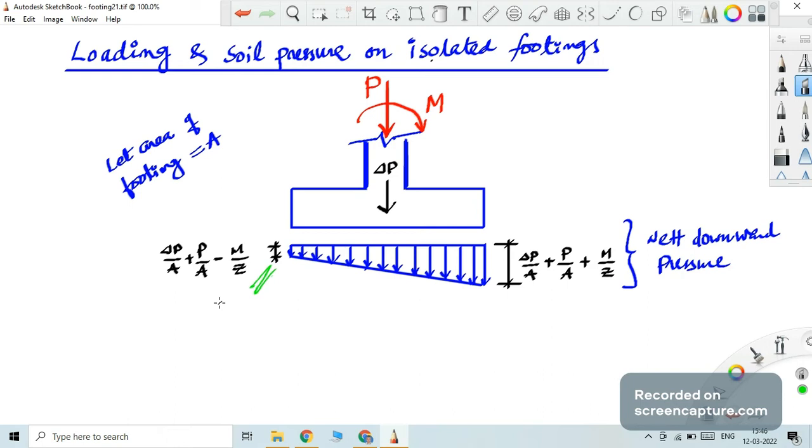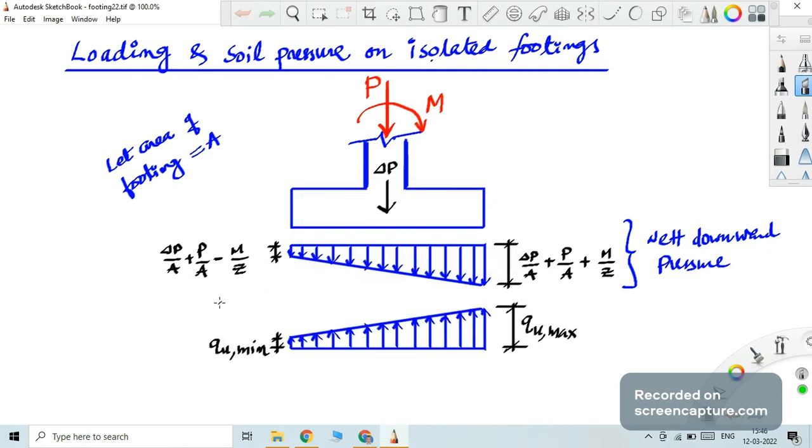So this is the trapezoidal pressure exerted by the footing onto the soil, and in reaction, the soil will be supporting or resisting this pressure. That resisted pressure we call QU, soil pressure, or bearing capacity also, which you have studied in your geotechnical engineering. So generally the term given is QU. A QU is mobilized inside the soil, so the soil will not get compressed. Instead, the soil will be keeping the footing afloat by exerting this pressure, QU max or min.